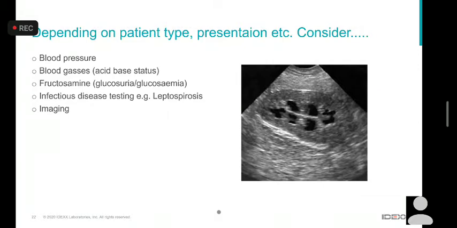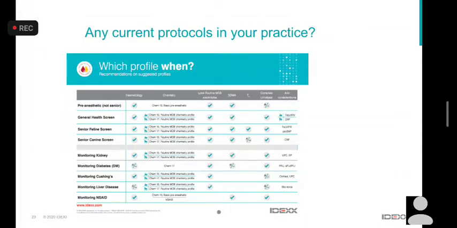So we did an exercise with our board-certified internists at IDEXX, where we sat down and said, could we come up with some recommendations on which profile to run when? And this is just to show you the protocols we came up with.